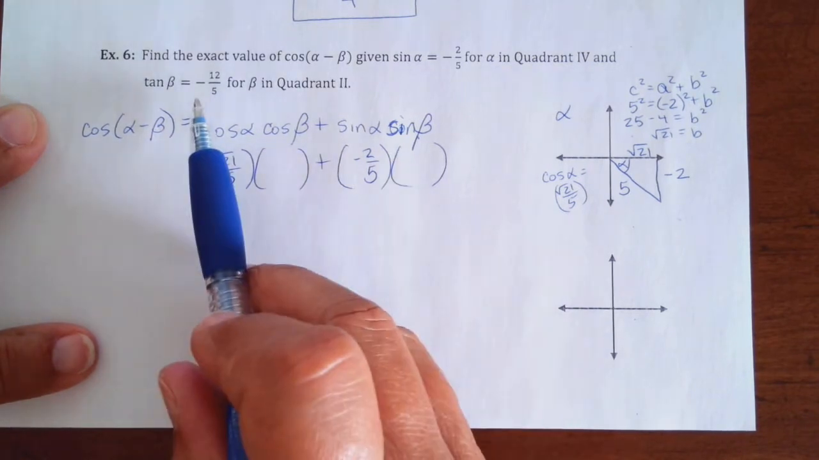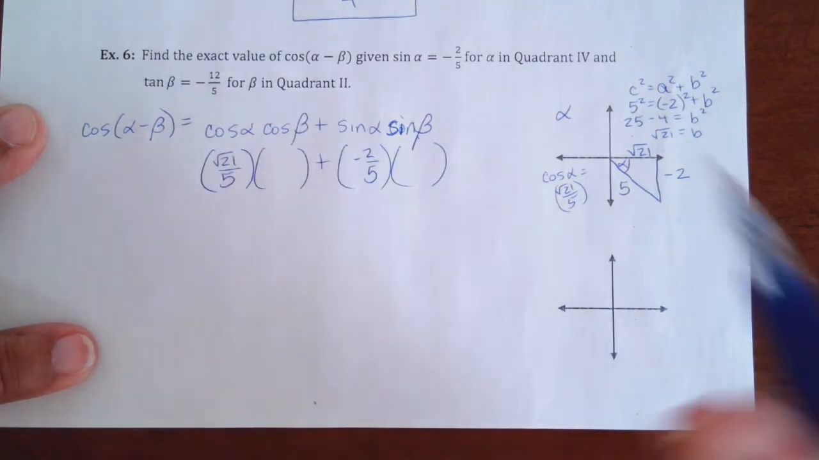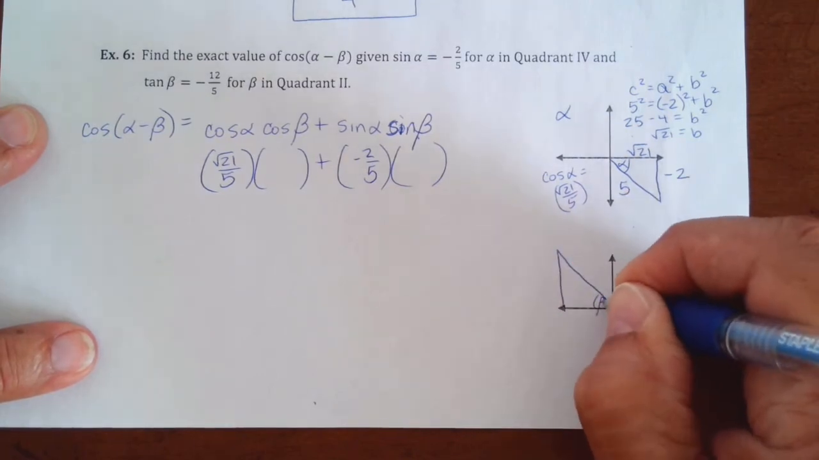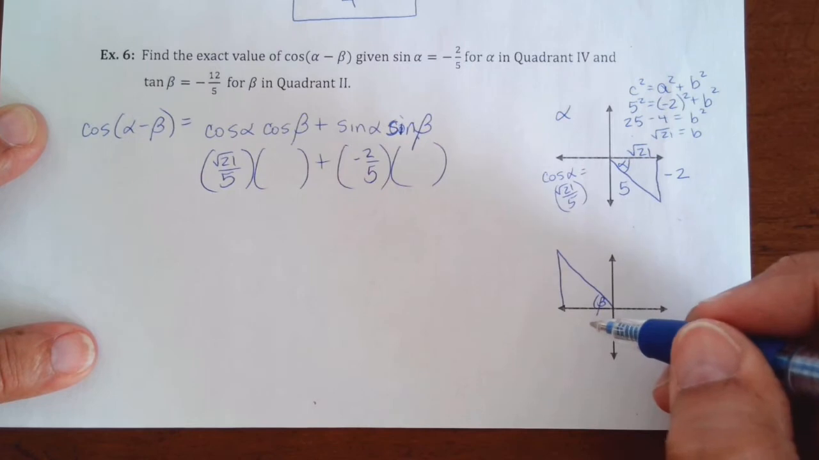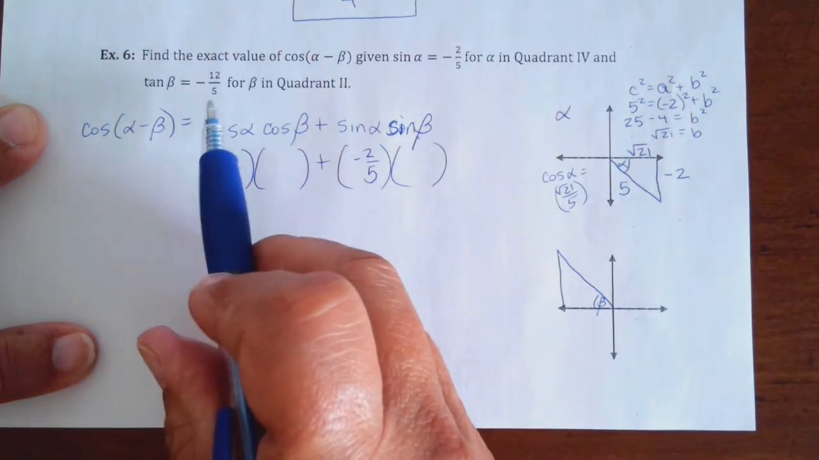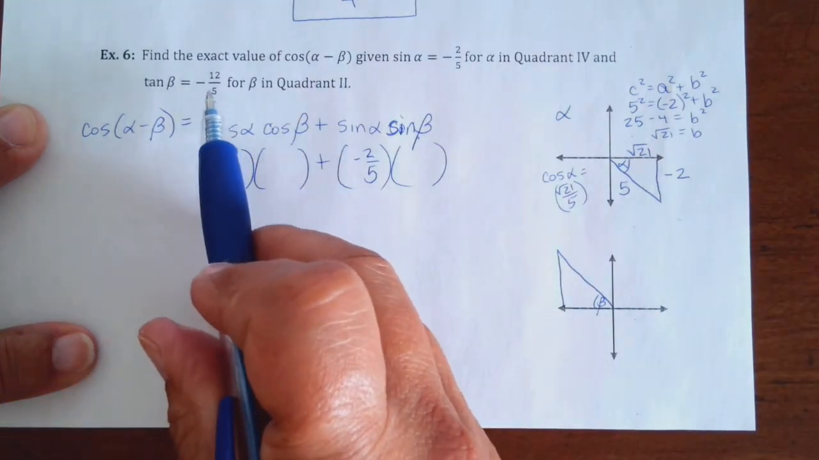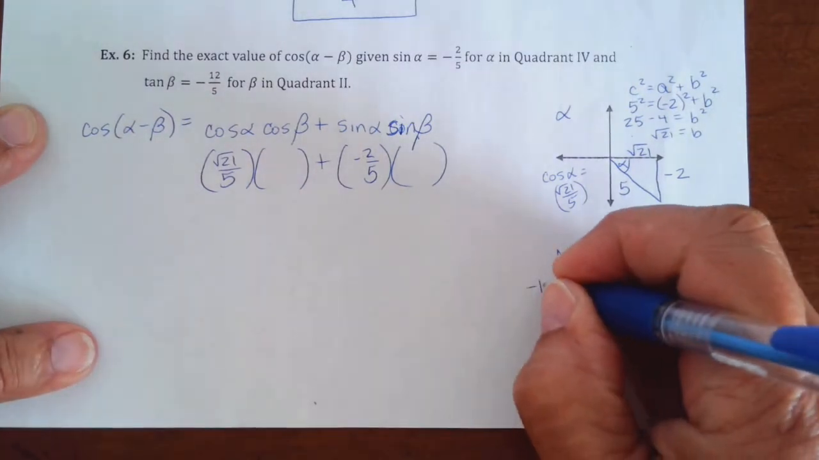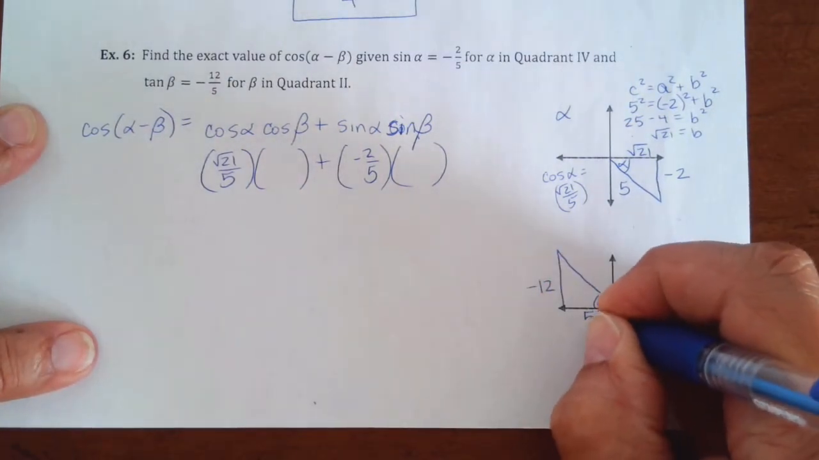All right, now, beta is in quadrant 2. So here's quadrant 2. Here's beta, okay, angle beta. So they gave me the tangent of beta is negative 12 over 5. So that's opposite over adjacent. So opposite, negative 12 over adjacent is 5.